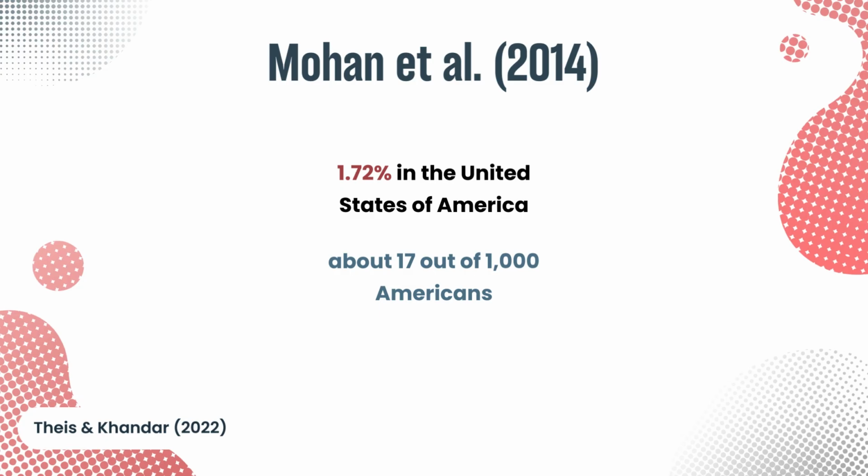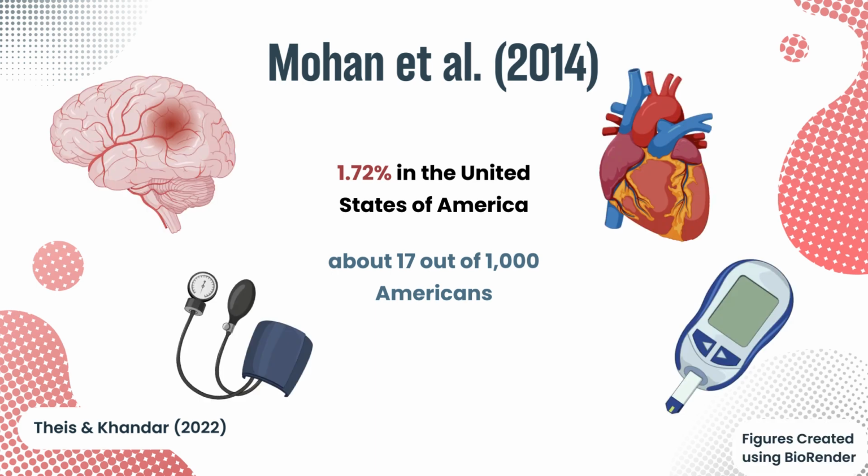According to a study from 2014 by Mohan and colleagues, the prevalence of true hyponatremia is 1.72% in the United States of America. That's about 17 out of every 1,000 Americans. It is commonly found in people with high blood pressure, diabetes, coronary artery disease, stroke, and other conditions. It is imperative to correctly diagnose hyponatremia, as failure to do so can result in further complications and even death.